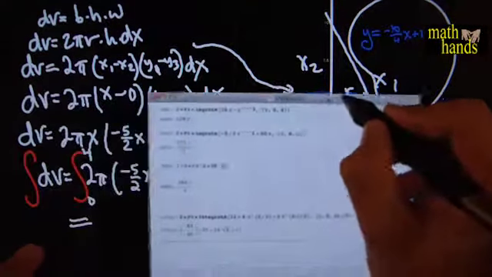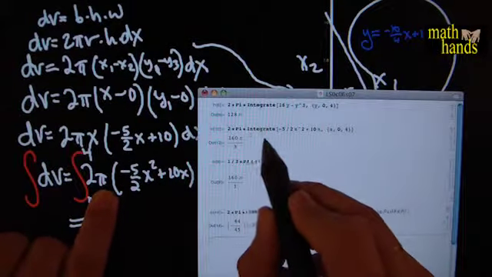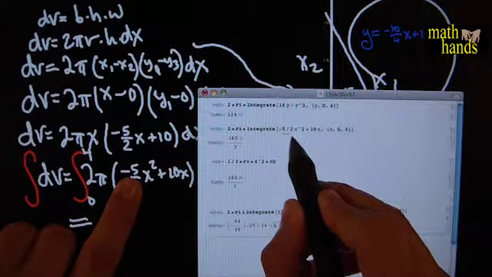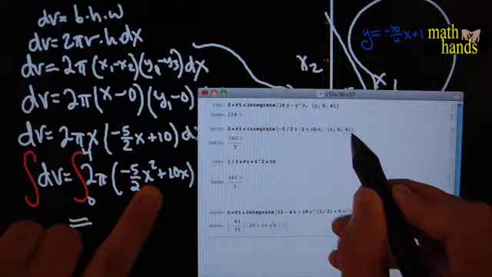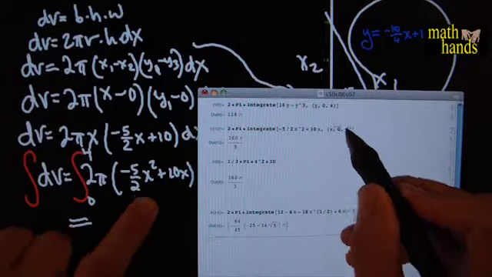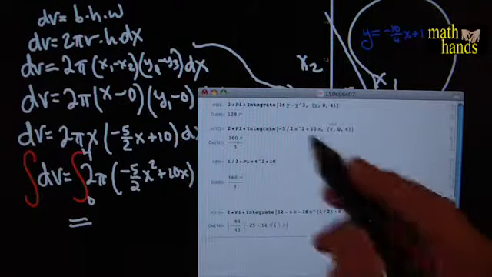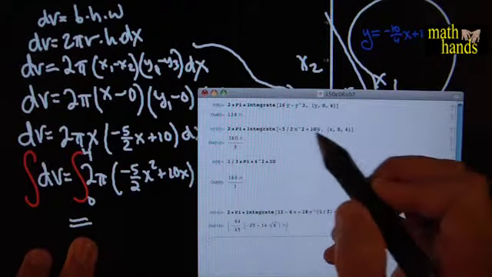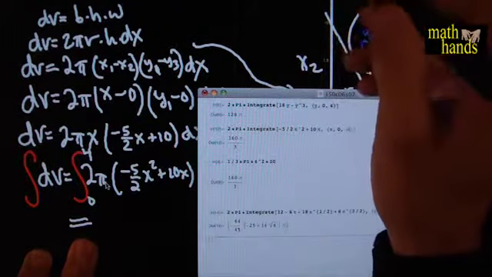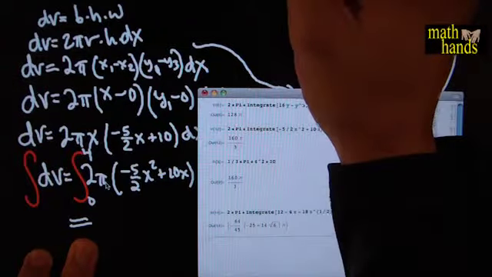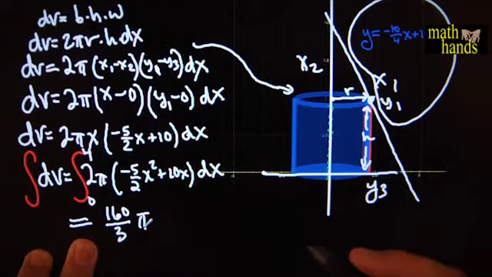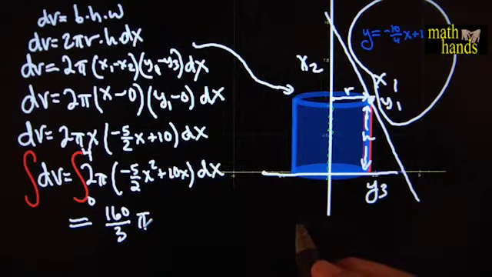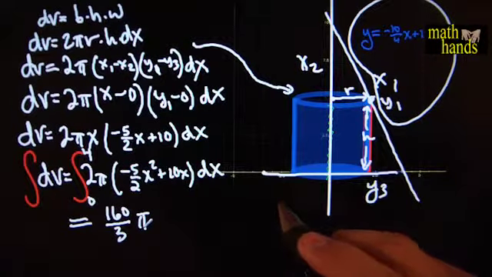So I integrated that one. Let me see. That would be 2 pi times the integral of 5 halves squared plus 10x going from 0 to 4. This is Mathematica, like Wolfram. And of course the answer is the expected result, 160 over 3 pi. I'll let you check that. Nice, huh? Want to see one more?